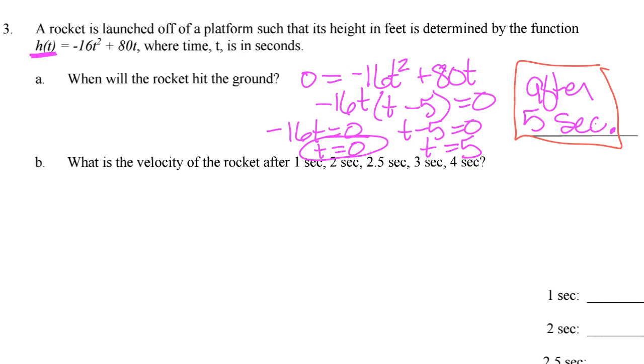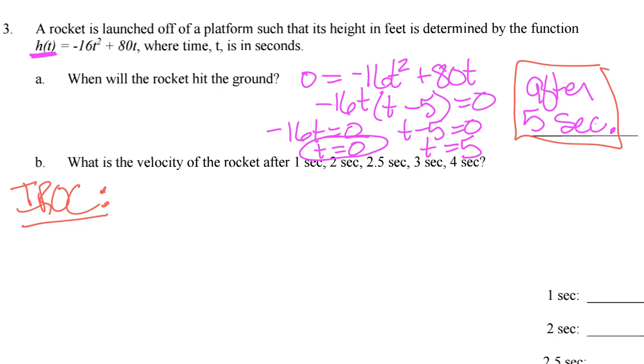What is the velocity of the rocket after 1 second, after 2 seconds, after 2.5 seconds, 3 seconds, and 4 seconds? Well, in order to find the velocity, remember that our instantaneous rate of change is going to be the velocity at each particular time. So in other words, I want to find IROC for my function, and then I can evaluate it.